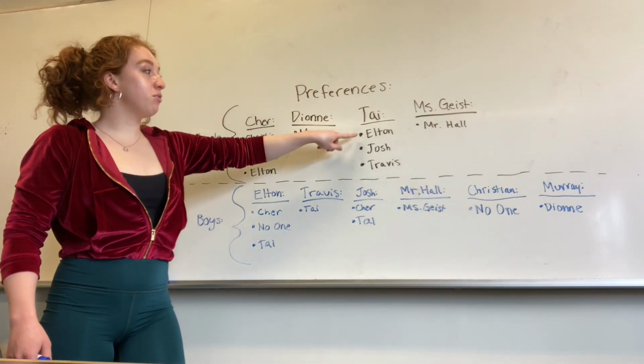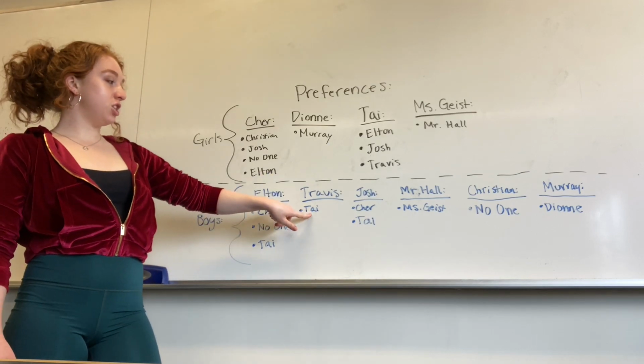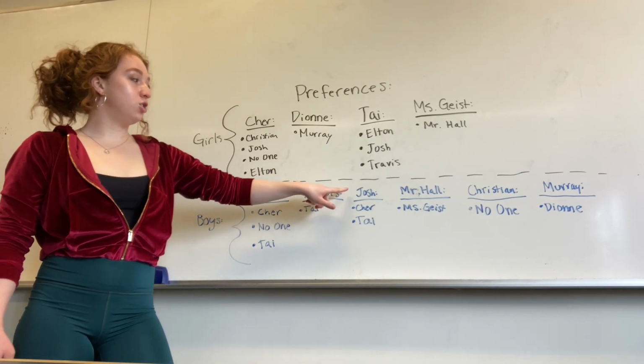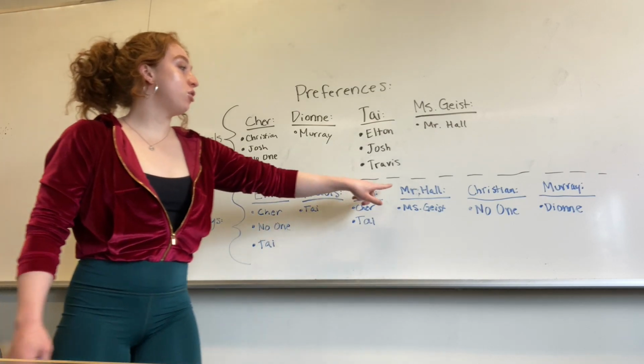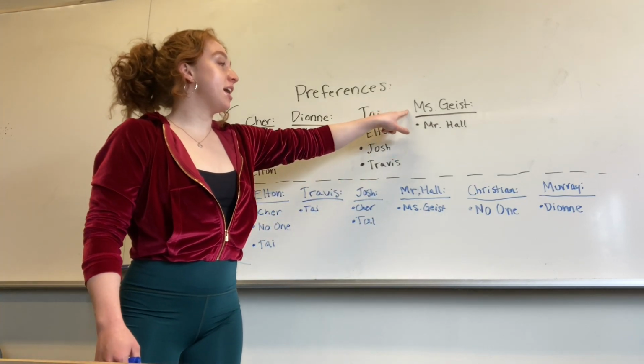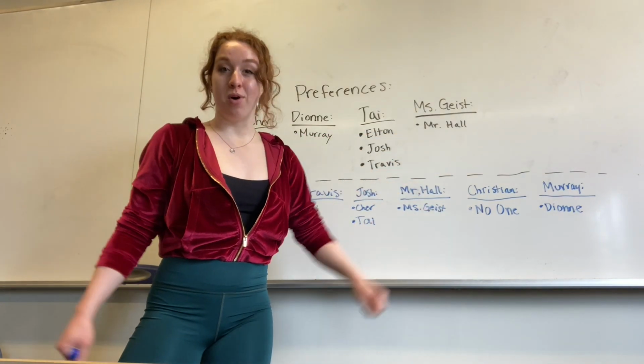We see that Ty prefers Elton over Josh, and Josh over Travis. Travis just wants Ty. Josh wants Cher, and then he prefers Ty after her. Mr. Hall just wants Miss Geist. Miss Geist just wants Mr. Hall. And Christian, we find out, is gay, so he doesn't want any of the girls.